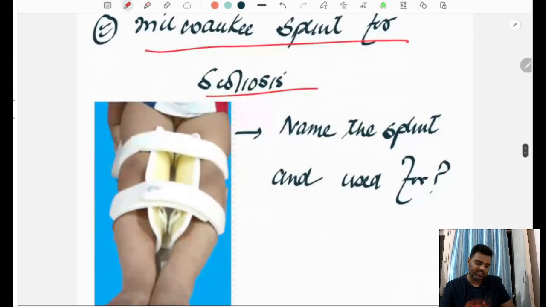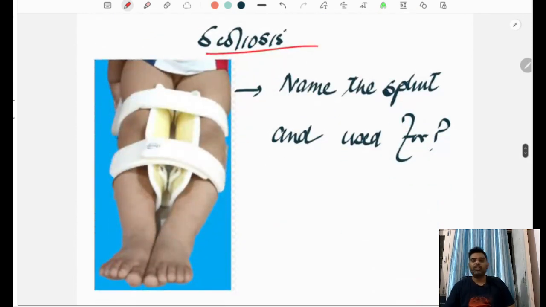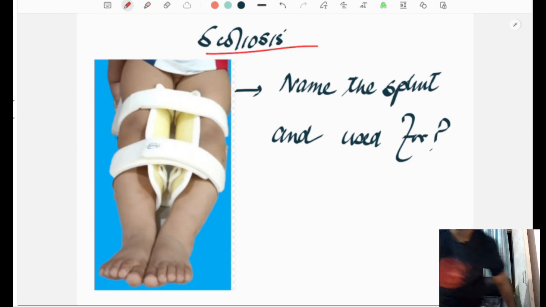Now, this splint has been asked in AIIMS. Name the splint and for what purpose it is used. I can tell you it is used for genu valgum or genu varus deformity. You have to name the splint. I will give you a hint: it is somewhere related to fishes. Just a minute.